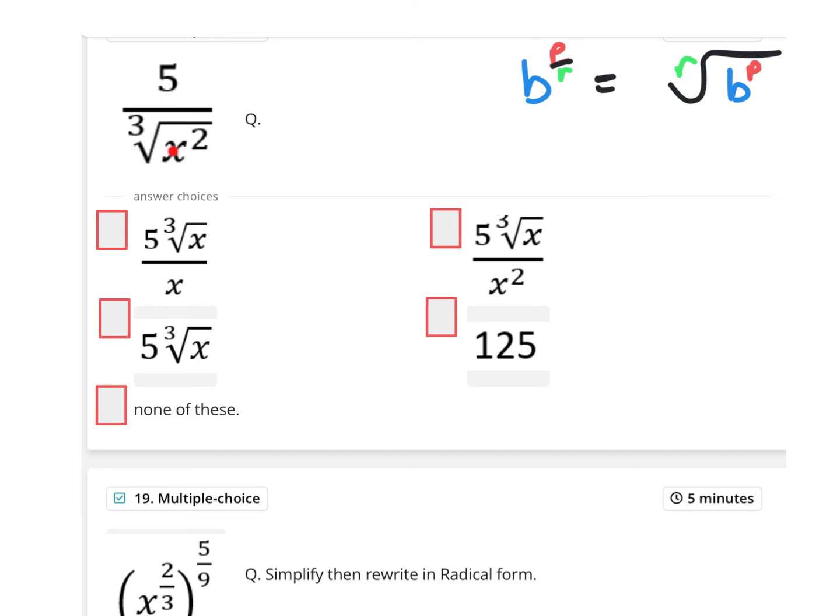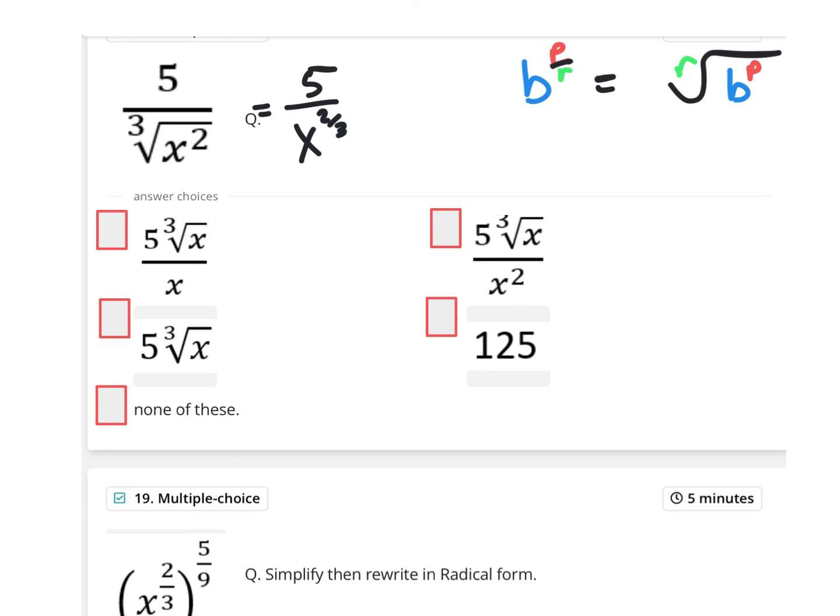It's going to be x to the power of a certain fraction, and you're going to have a power over root. The power is 2 and the root is 3. So in the denominator, I'm going to rewrite this fraction as x to the 2/3 power. Okay? Power over root. Power over root.